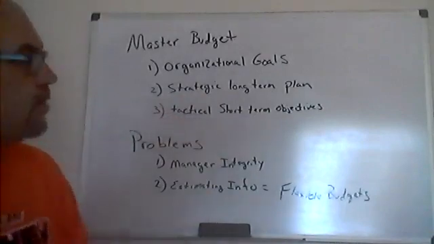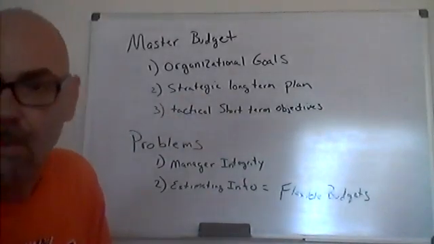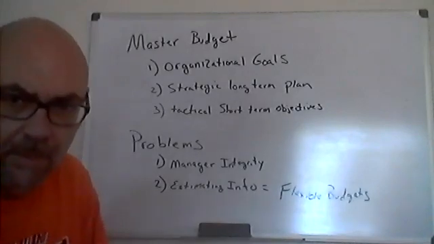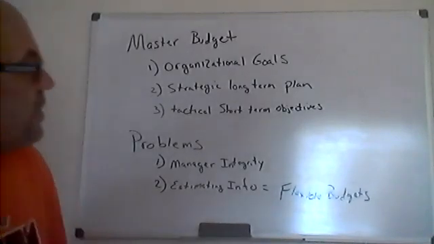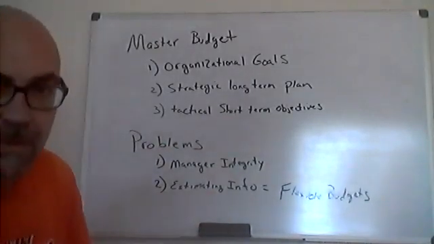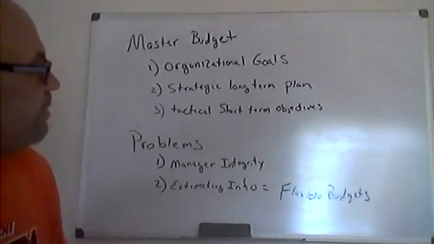And third, tactical short-term objectives. That's going to fall more on the income statement. We're going to do cost of production budgeting and stuff like that. So those are going to help meet short-term objectives, getting the net profit and the cash flows that we need for the short term.